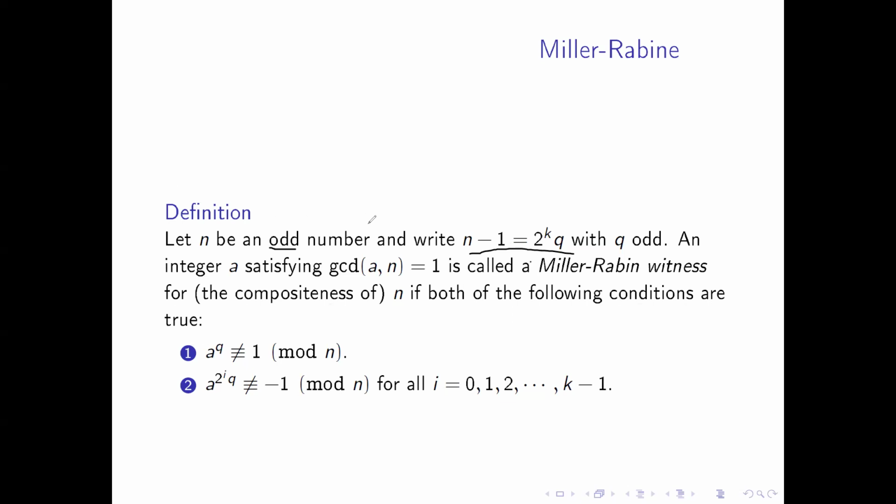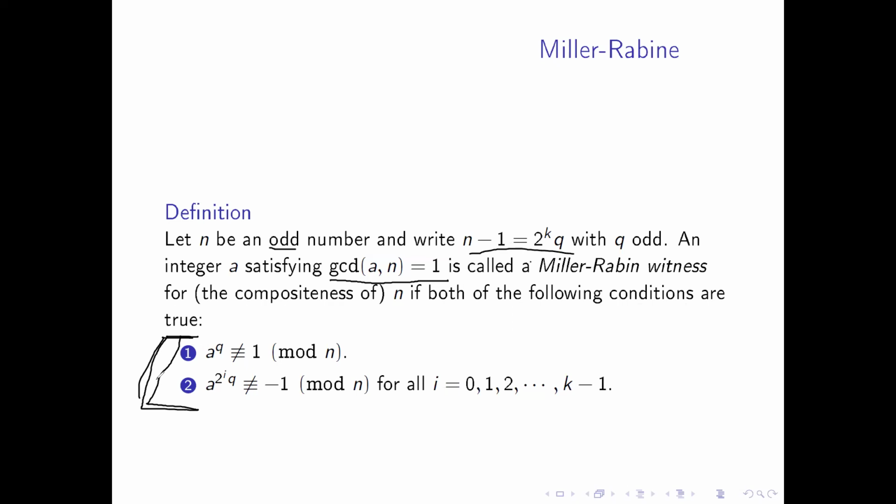Now, I pick any number a whose greatest common divisor with n is 1. Again, we have the Euclidean algorithm, so we can check this. Then the number n is composite if both of these conditions are true: that a to the q is not congruent to 1, and a to the 2^i q is not congruent to -1, for all those i's.